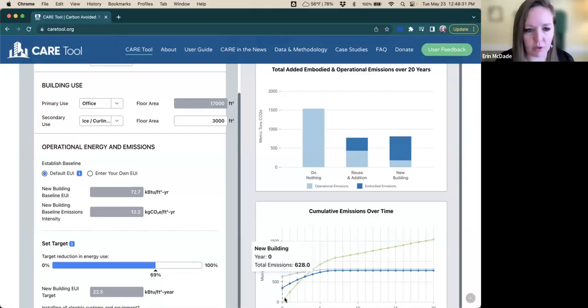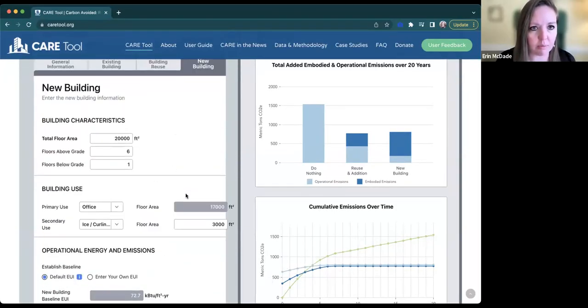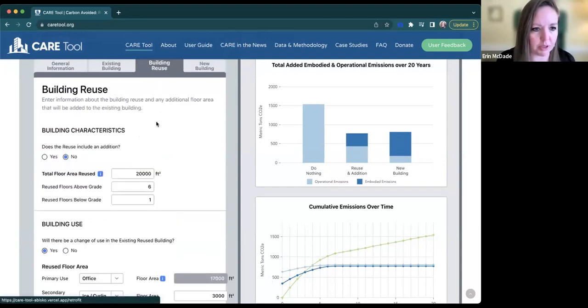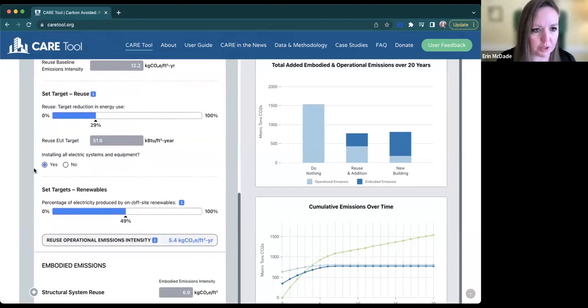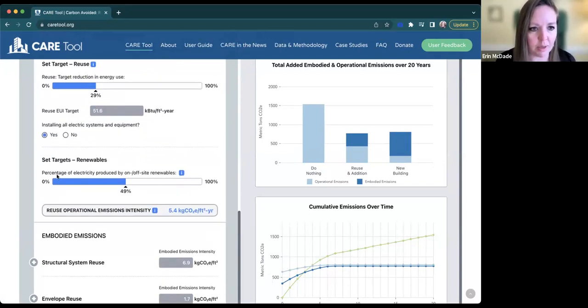Yeah, it really is. And yes, the answer is the tool does allow options for electrification, and it does allow options for renewable energy. I'll just show that again really quickly while I talk about it. So on each of the building reuse and the new tabs, you can say you're installing all electric systems and equipment, which is a long form for electrification. And then the amount of renewables is getting at that other side of it.